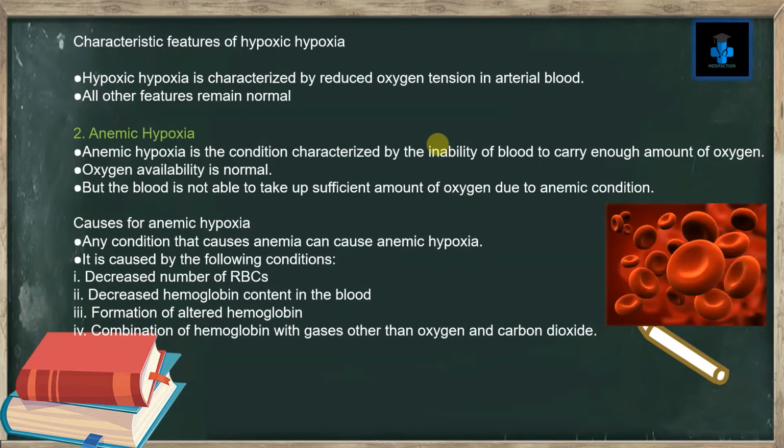Any condition that causes anemia can cause anemic hypoxia. It is caused by the following conditions. 1. Decreased number of RBCs. 2. Decreased hemoglobin content in the blood. 3. Formation of altered hemoglobin. 4. Combination of hemoglobin with gases other than oxygen and carbon dioxide.